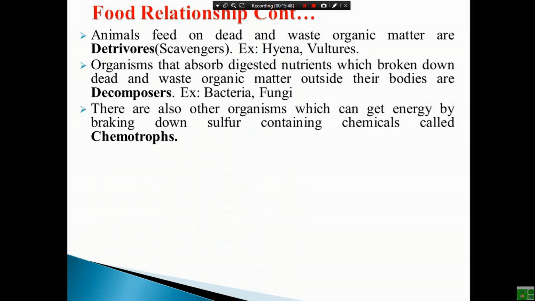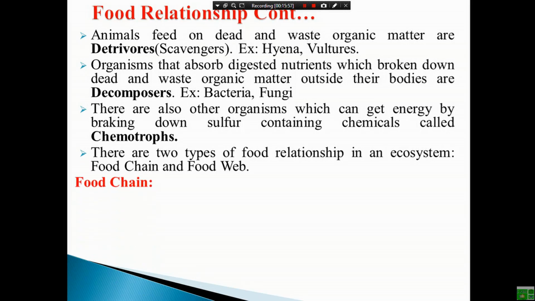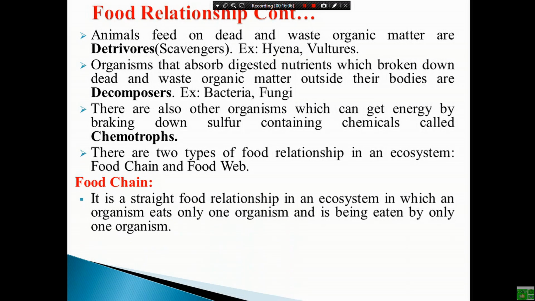There are also other organisms which get energy by breaking down sulfur-containing chemicals, called chemotrophs. So there are two types of food relationship in an ecosystem, which are food chain and food web relationships. A food chain is the straight, direct food relationship in an ecosystem in which an organism eats only one organism and is eaten by only one organism. We call it a food chain, a direct feeding relationship, or the simple feeding relationship between plant and animal.